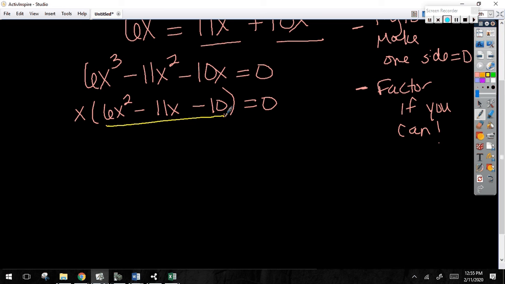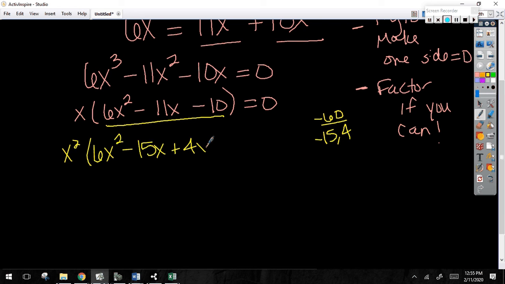6 times negative 10, which is negative 60. Give me two things that multiply to negative 60 but add to negative 11. What are they? Negative 6 and what? Oh, yes. I'm sorry. I couldn't hear you. The air conditioner's running. Negative 15 and 4, right? Negative 15 plus 4 is negative 11, and when you multiply them, you get negative 60. So what I'm going to do is I'm just going to rewrite that middle term as negative 15x plus 4x minus 2.